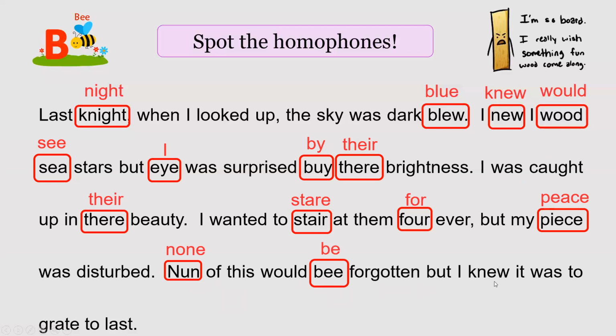Forgotten, but I knew it was too great to last. Two is the wrong word. We need the adverb too. And here, grate, you know what's grate? We've just seen the verb to grate, but we need an adjective here, too great, the adjective great to last.